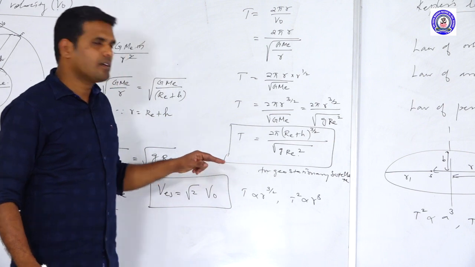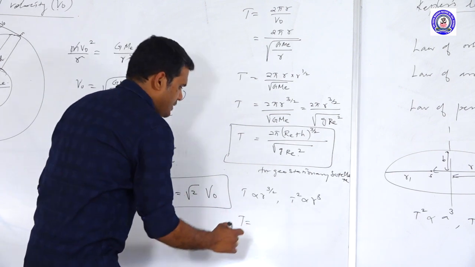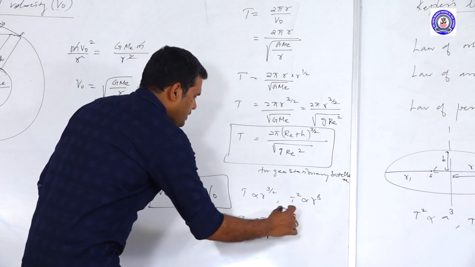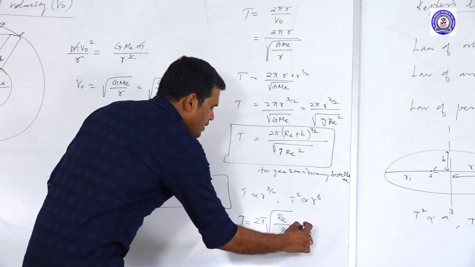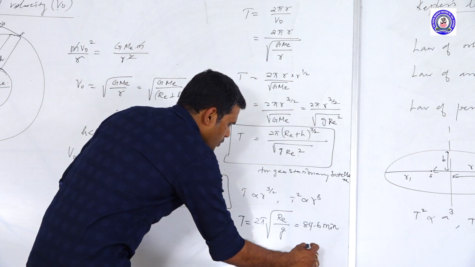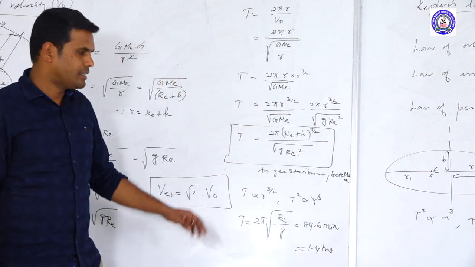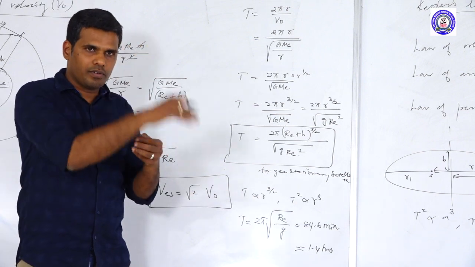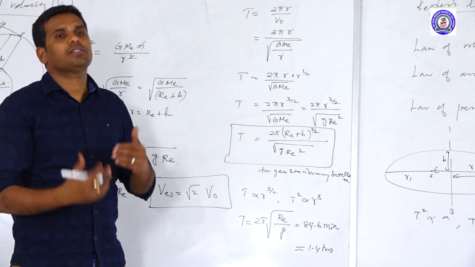If the satellite is revolving very close to the surface of Earth, then the time period of the satellite will be given by the expression T equals 2 pi into square root of RE divided by G, which is 84.6 minutes, approximately 1.4 hours. This is the time taken by the satellite to revolve around the Earth in circular orbits very close to the surface of the Earth.